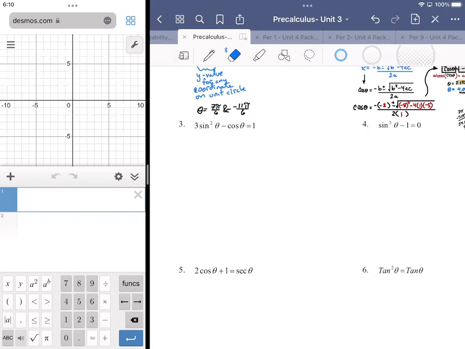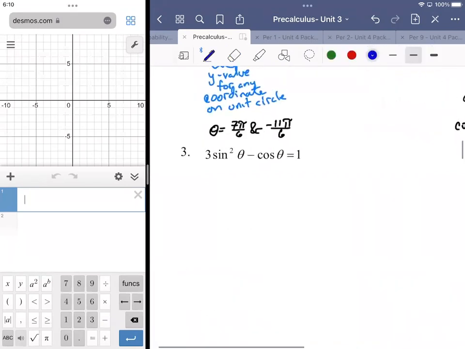All right. So when you look at something like number 3, where we have this idea that the sine of theta and the cosine of theta are not the same variable. One of them is treated like an x, the other is treated like a y. We need to get them to agree with one another.